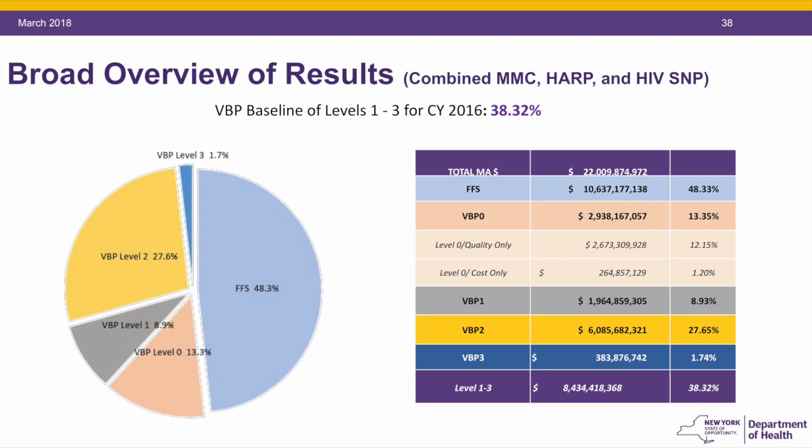As you see, in 2016, about 9%, from what I see, I can't tell, that gray box is value-based payment level 1. Level 2, about 27% of payments to managed care entities in calendar year 2017 were on level 2 payments. As you see, as a whole state in calendar year 2016, we already hit 38.32% of that 80 to 90 goal towards value-based payment.